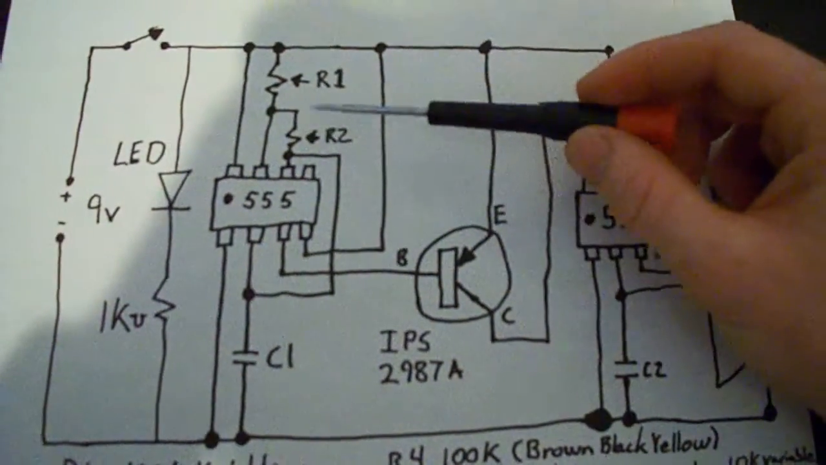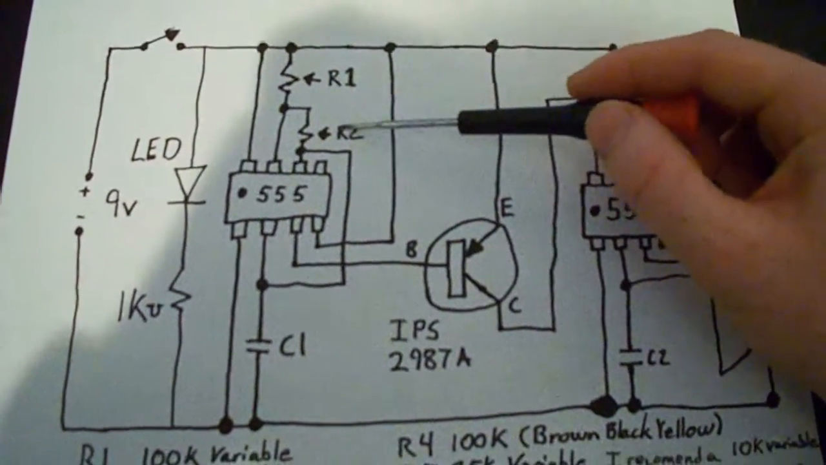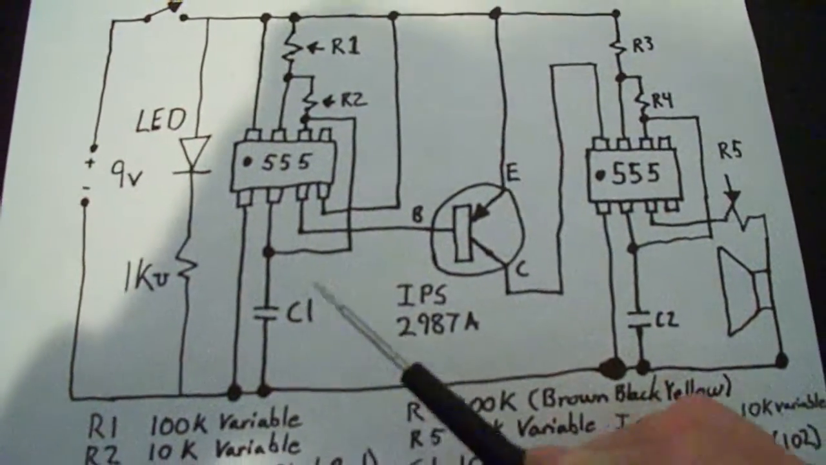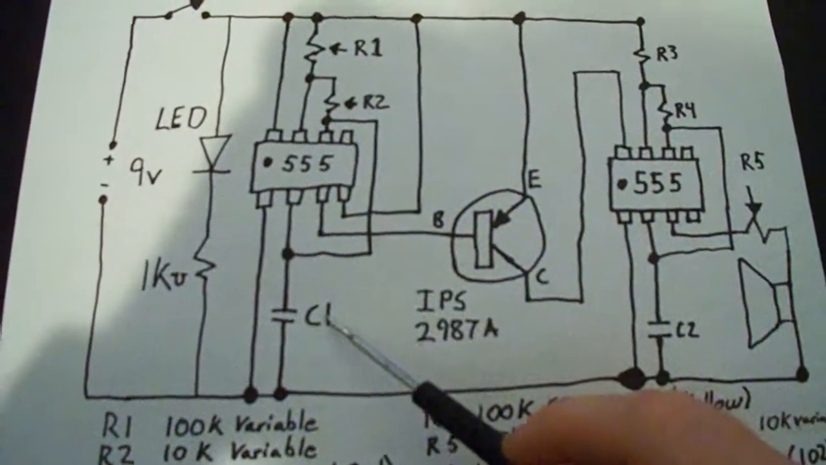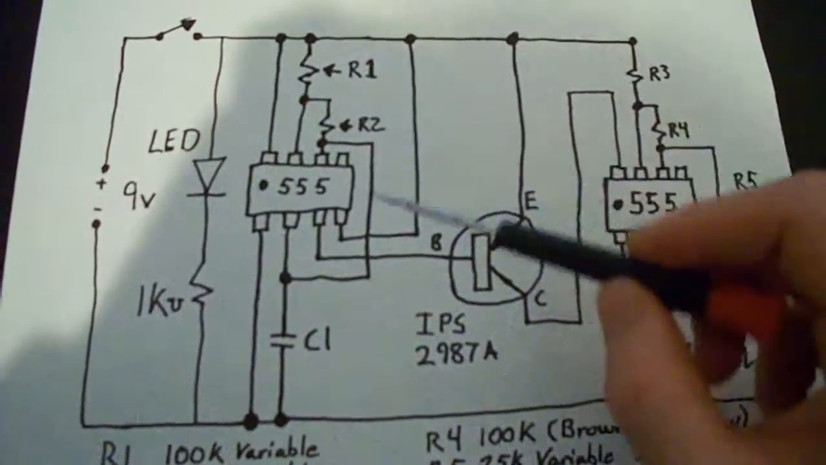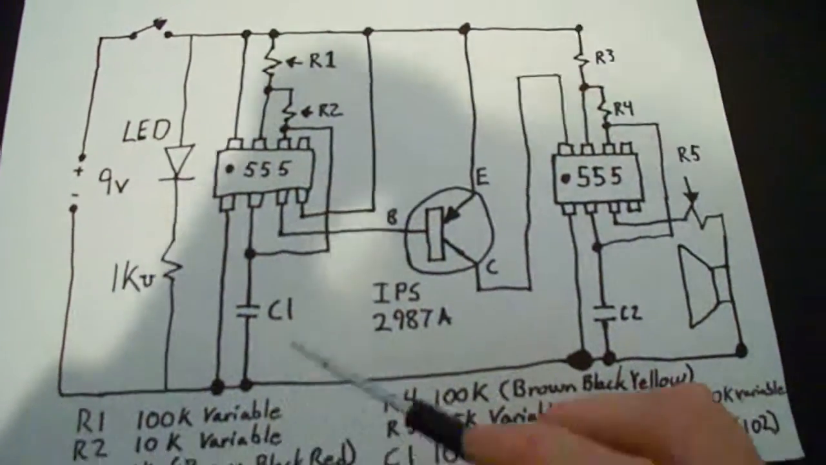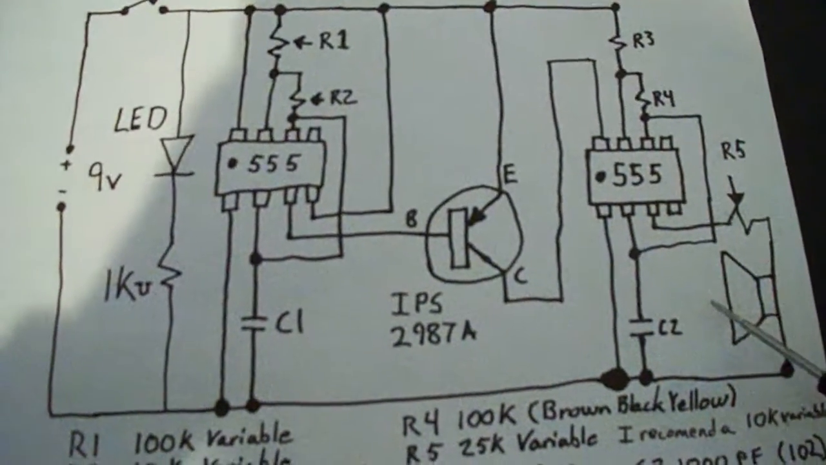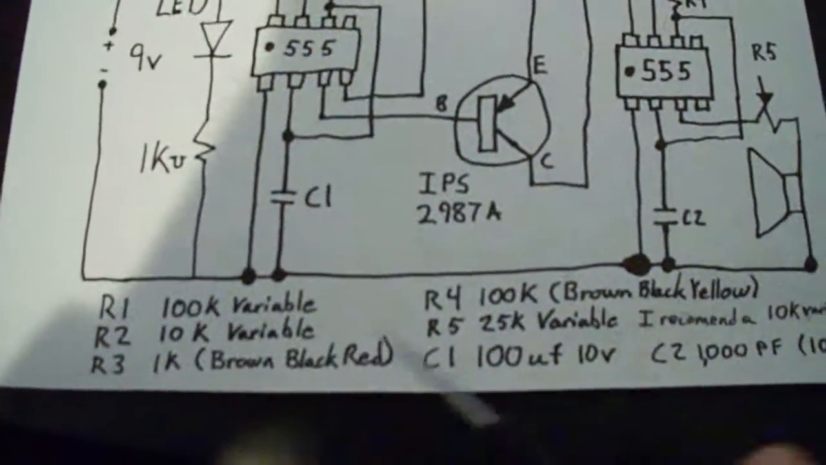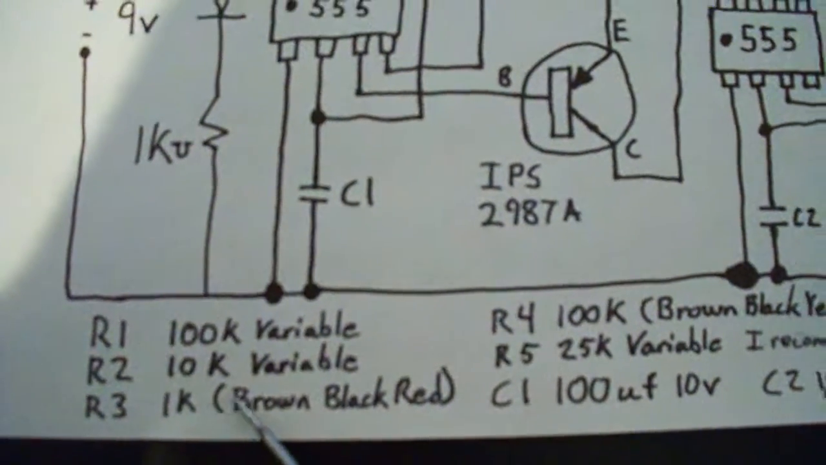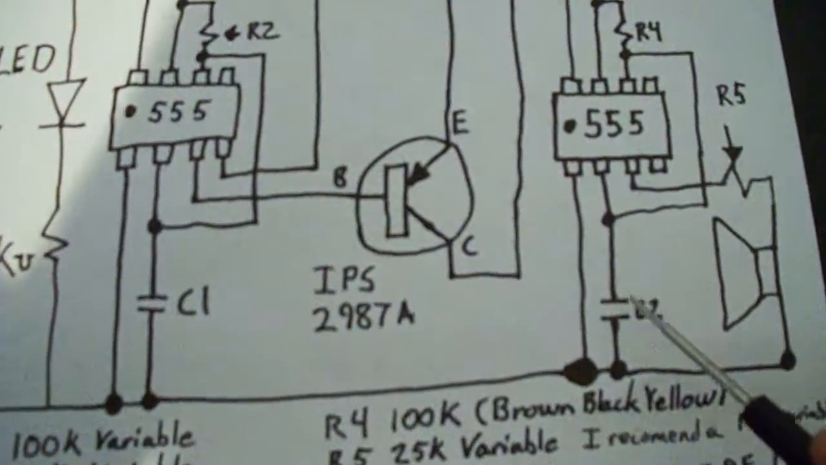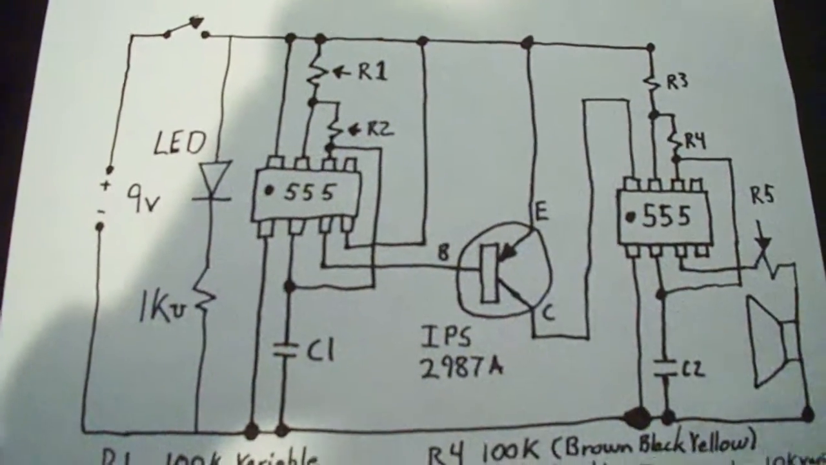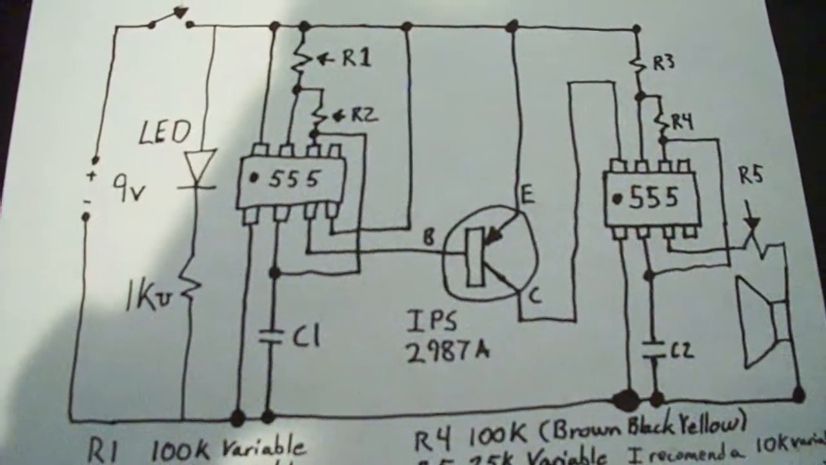The greater the resistance on R1 and R2, the longer it will take to charge up the capacitor here. If you increase the capacitor with the same resistors, it will also increase the pause and the tone time for the speaker over here. Down here you can see the different resistors that I've used throughout the schematic, and the key to this really is the transistor. I think that's about it.